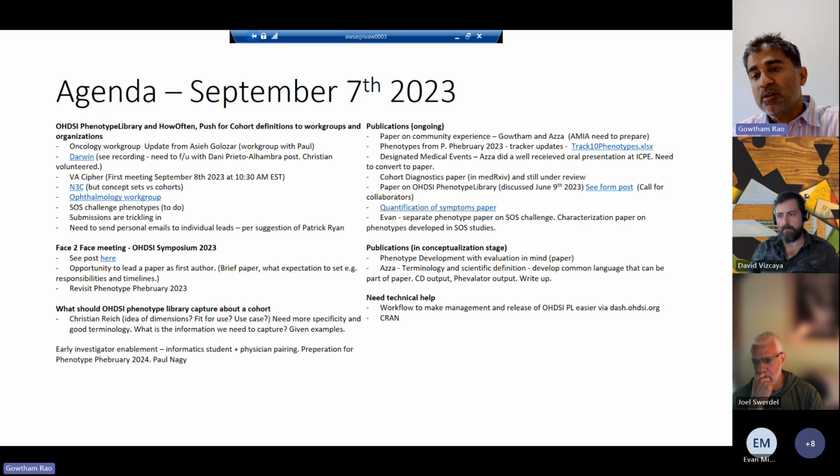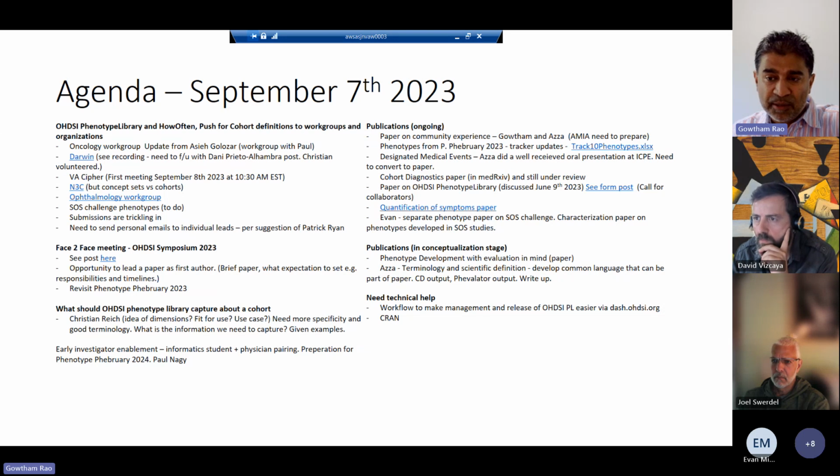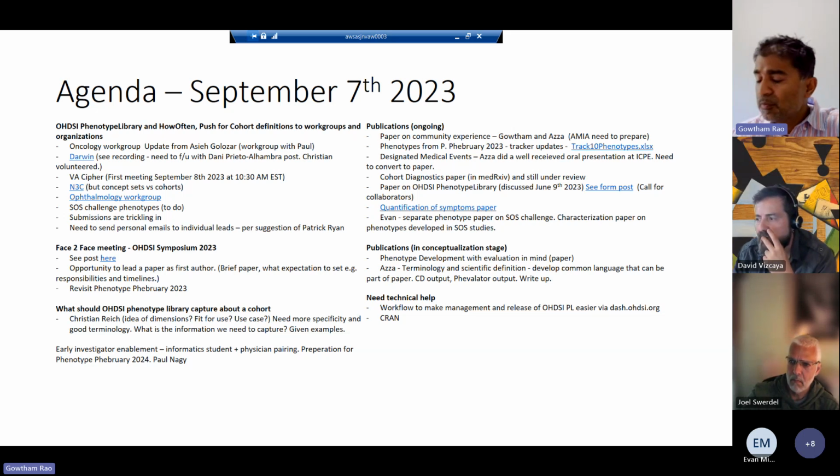We want to motivate the community to make contributions and then collect those contributions and make them available through the Phenotype library. Some of the ideas that we have worked on is, in addition to reaching out to individuals, we have reached out to the various clinical work groups in OHDSI. The basic premise is that they are clinical work groups and their core OKR is to create cohort definitions. So hopefully we can get the cohort definitions from them.